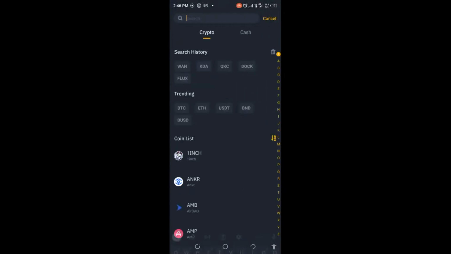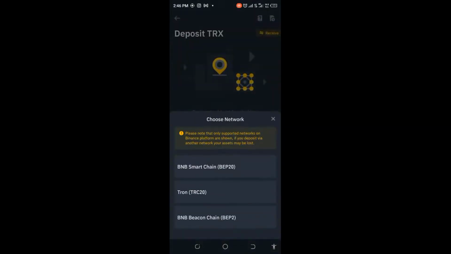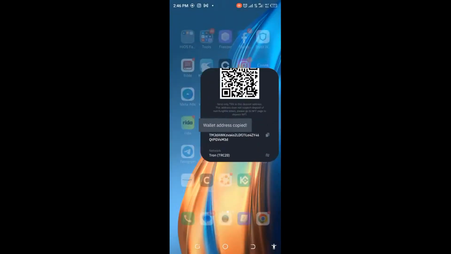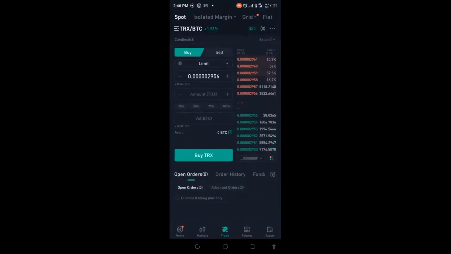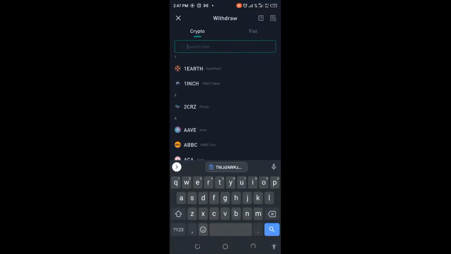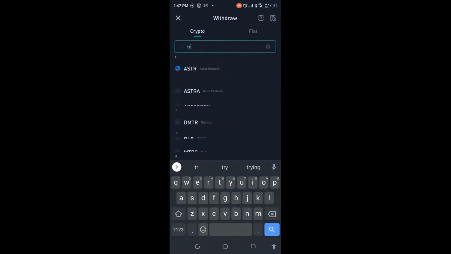Let's try and deposit TRX now. All right, and let's get the TRC20 address, and let's go back into our KuCoin and transfer that back. Right now we're just going to withdraw it from here. Withdraw, and it's going to be TRX. You can see it already has highlighted that. Let's just put that there. TRX. So we have this here.